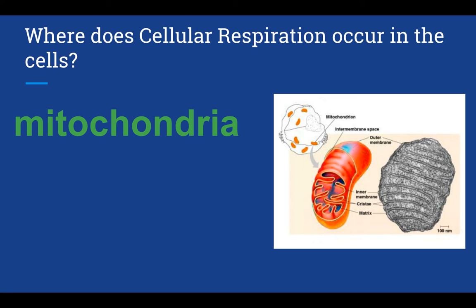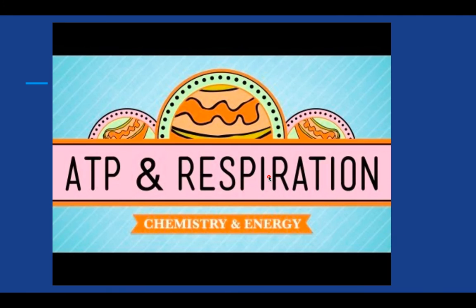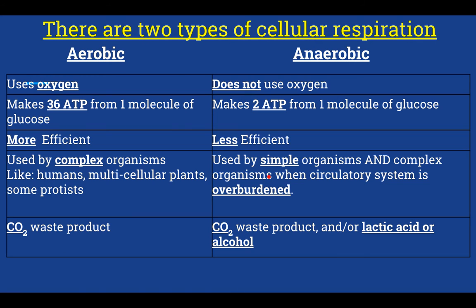Glucose is a stored form. ATP is also a stored form, but it's just a form that is much easier for your cells to use whenever they need it. This happens in the powerhouse of the cell, the mitochondria. And this is kind of a typical picture of what you would see for mitochondria. And there are two types of cellular respiration, so two ways that we can break down glucose to make ATP.